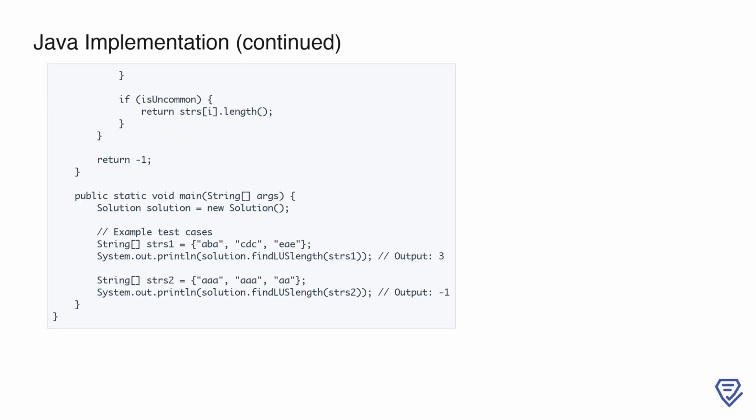For the first test case, the array ABA, CDC, EAE includes ABA as the longest uncommon subsequence, so the output is 3. In the second test case, AAA, AA, no string is uncommon, so the output is -1. This demonstrates how the algorithm correctly identifies uncommon subsequences or determines their absence.